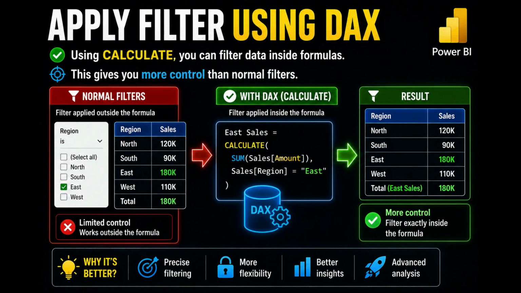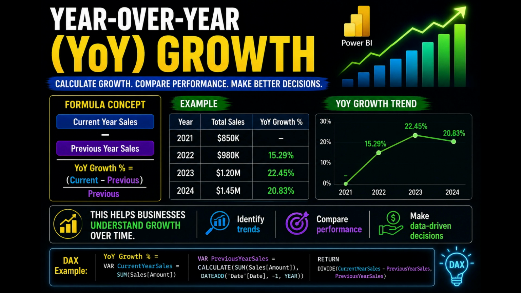Using CALCULATE, you can filter data inside formulas. This gives you more control than normal filters. Year-over-year growth. Now let's calculate year-over-year growth. Formula concept: current year sales and previous year sales. Year-over-year growth percent equals current minus previous, divided by previous. This helps business understand growth over time.